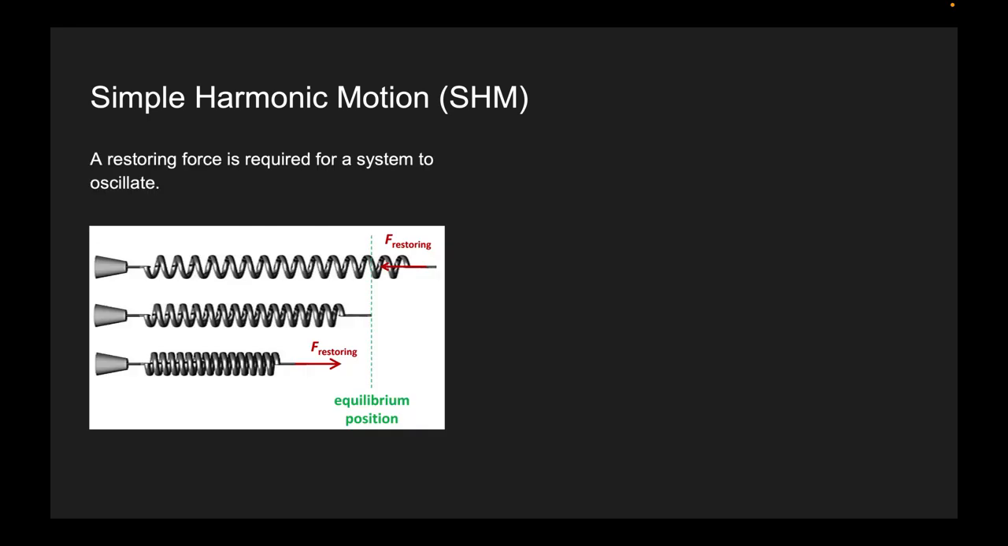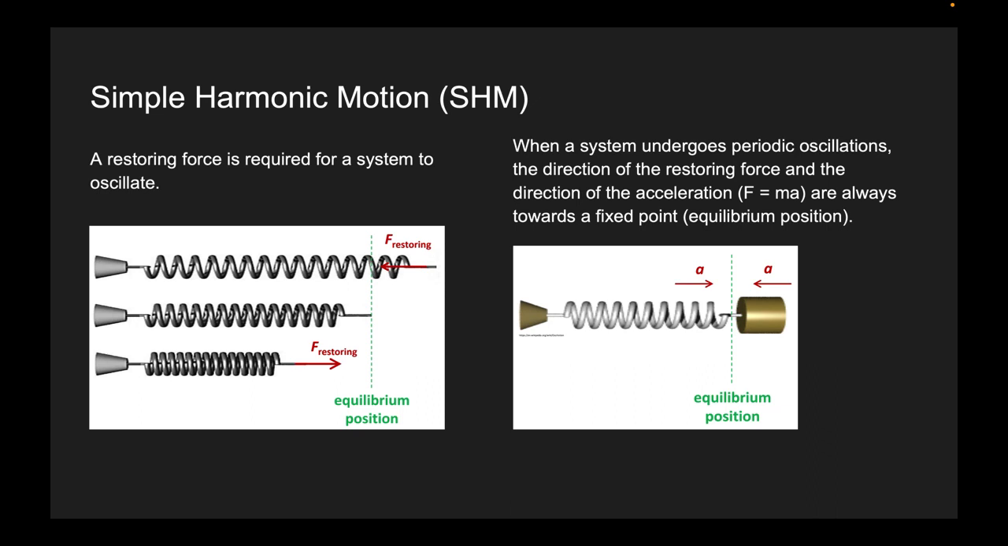Now let's move on to the force and acceleration in simple harmonic motion. A restoring force is required for a system to oscillate. In other words, restoring force brings the system back towards its equilibrium position when the system is displaced away from equilibrium. When the system undergoes periodic oscillations, the direction of the restoring force and the direction of the acceleration are always towards equilibrium position, as shown in this diagram.